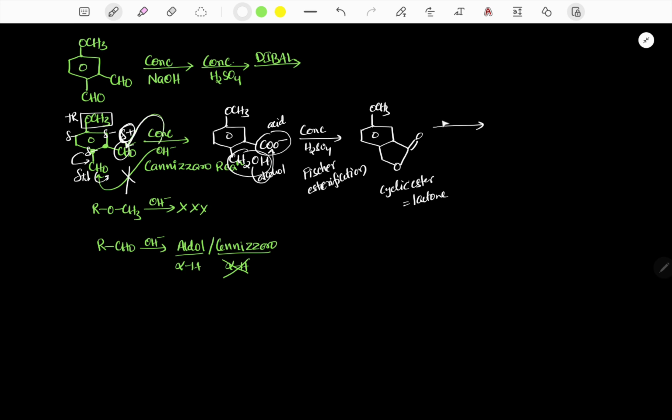Now it is treated with DIBAL. Whenever DIBAL is given, minus 78 degrees Celsius is assumed if temperature is not mentioned. Therefore, H minus attacks from the DIBAL on the carbonyl carbon and the leaving group will leave, and finally it gives the corresponding aldehyde and alcohol. So it is a DIBAL reaction.